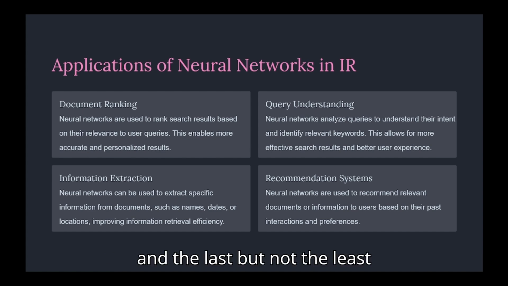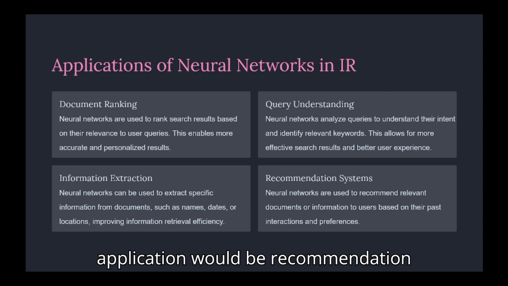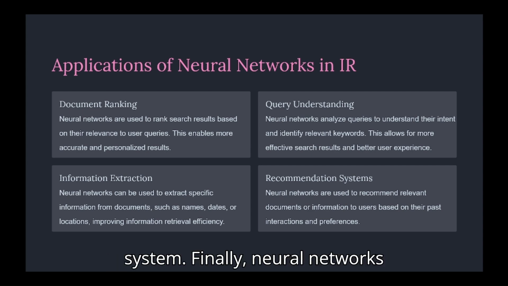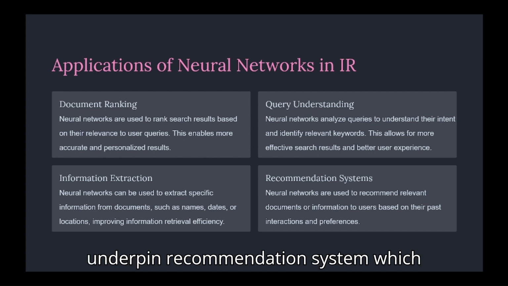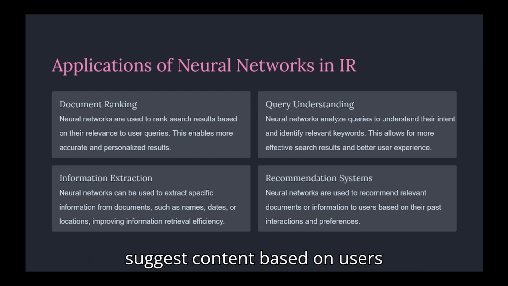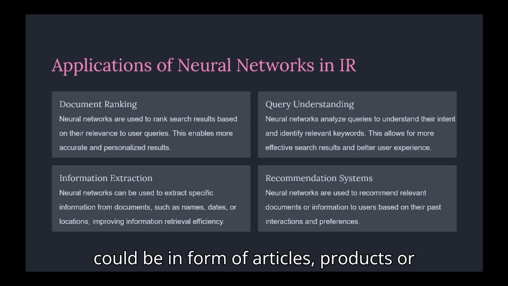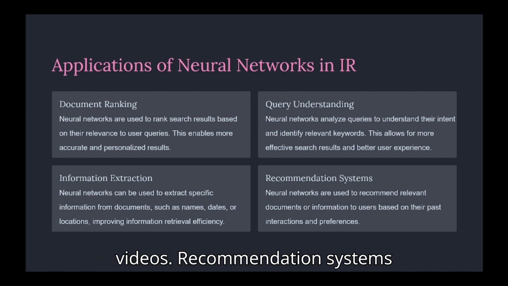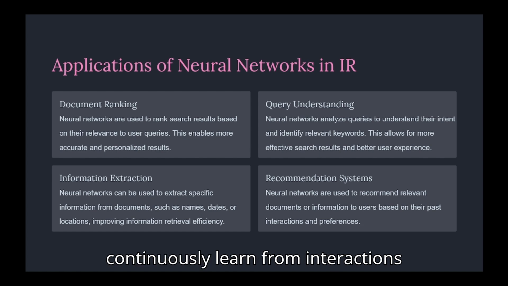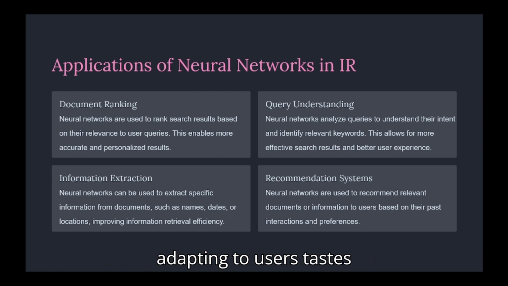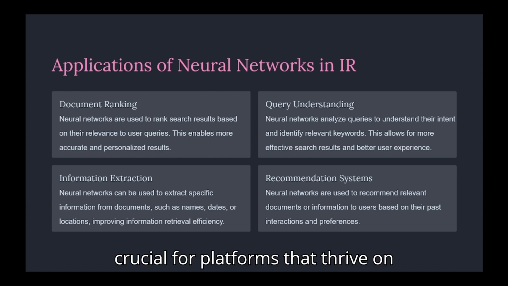And the last but not the least application would be recommendation systems. Finally, neural networks underpin recommendation systems, which suggest content based on users' previous behavior and preferences. This could be in the form of articles, products, or videos. Recommendation systems continuously learn from interactions, adapting to users' tastes over time, which is crucial for platforms that thrive on engagement, such as Netflix.